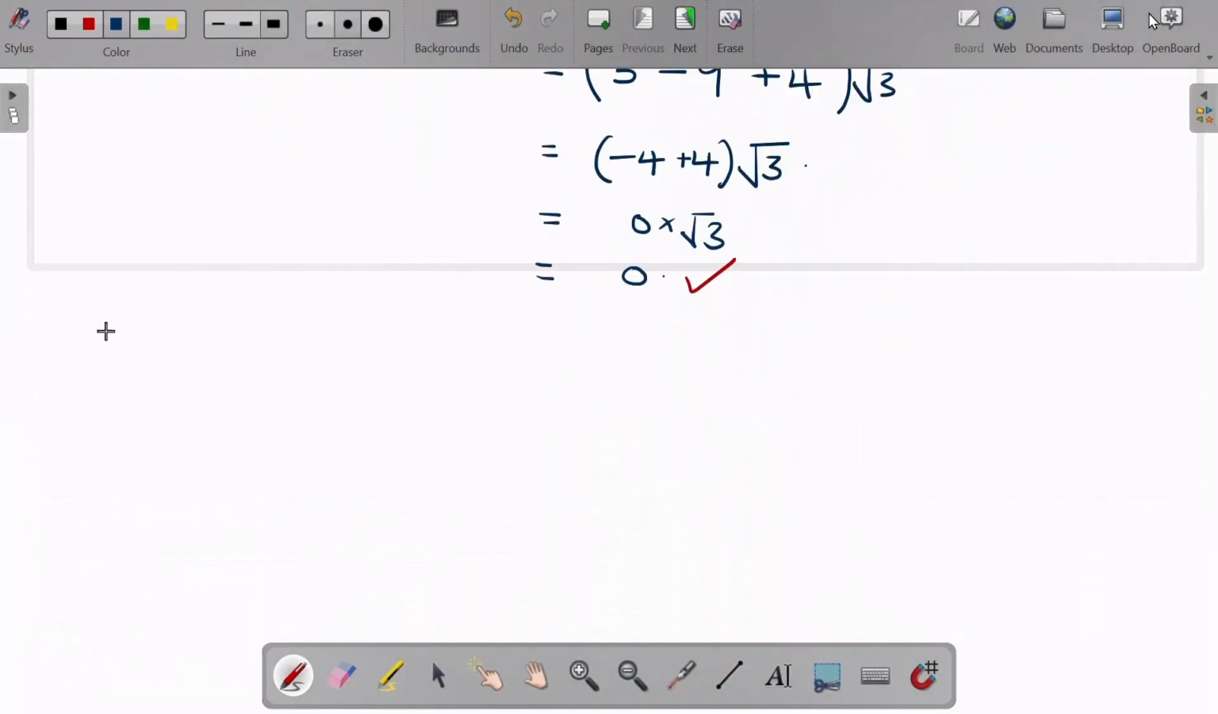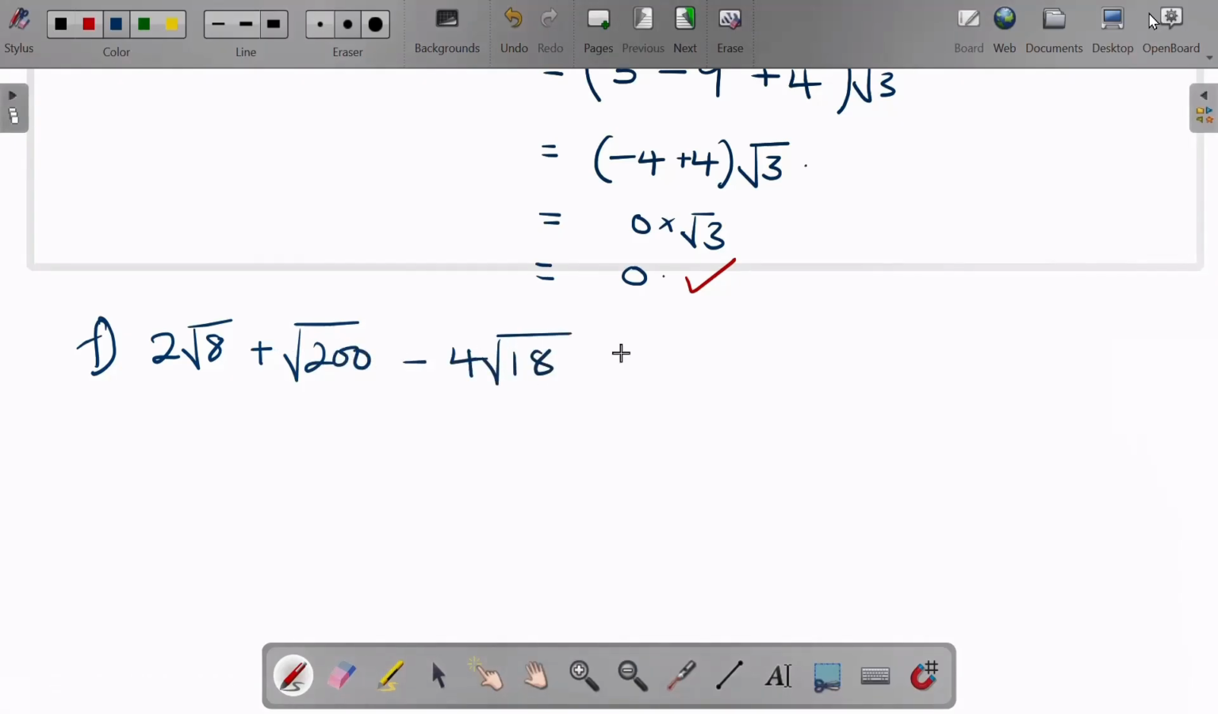We can have part F, which is 2 the square root of 8 plus the square root of 200 minus 4 the square root of 18. We are first going to break down these so that we can form the like surds. So this is the same as 2 square root, when you break down 8, we shall have 4 multiplied by 2, plus the square root, when you break down the 200, it's going to be 100 multiplied by 2, minus the 4 square root, when you break down 18, it's the same as 9 multiplied by 2.